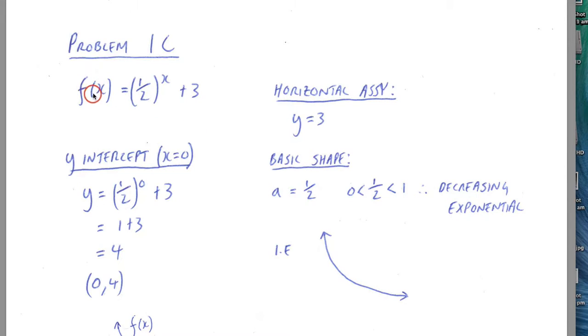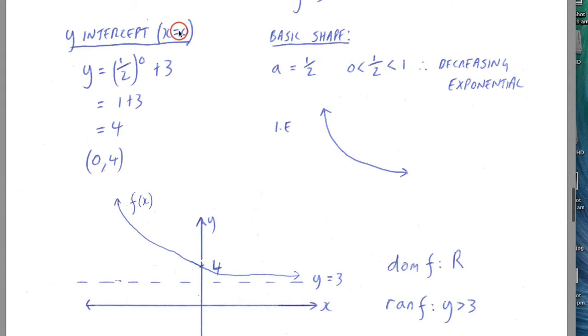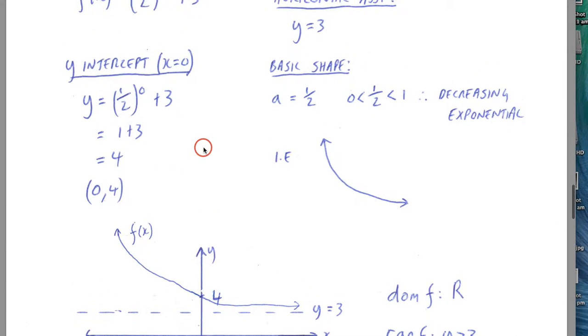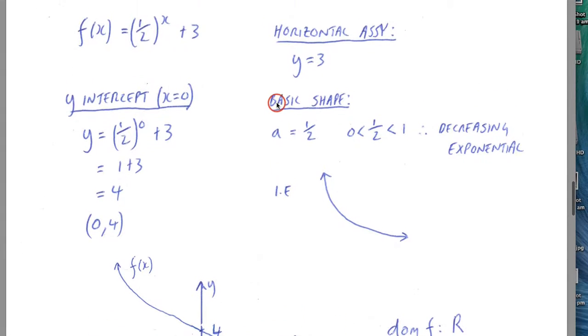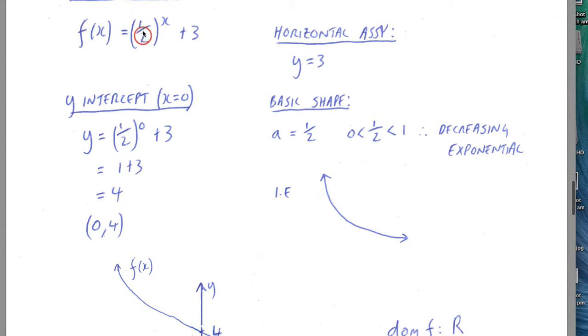Okay, so our rule is f of x equaling a half to the power of x plus 3. Horizontal asymptote is y equals 3, because this first term can't collapse to be 0. Y-intercept, sub in x equaling 0, will produce (0, 4). Our basic shape. The base of our exponential function here is a half. The half is less than 1, but greater than 0. All right, so it's that type of fraction. This will produce a decreasing exponential.